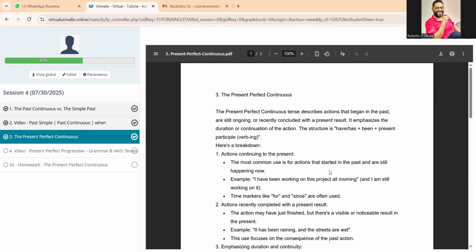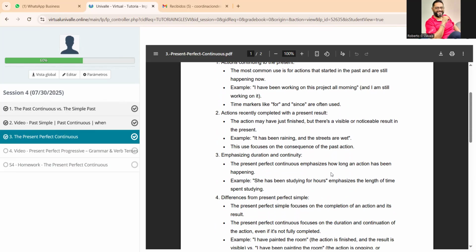The next one is actions recently completed with the present result. The action may have just finished, but there's a visible and noticeable result in the present. Example: it has been raining and the streets are wet. This use focuses on the consequence of the past action. Number 3, emphasizing duration and continuity. The present perfect continuous emphasizes how long an action has been happening. Example: she has been studying for hours, which emphasizes the length of time spent studying.